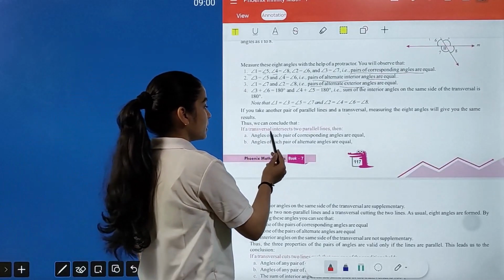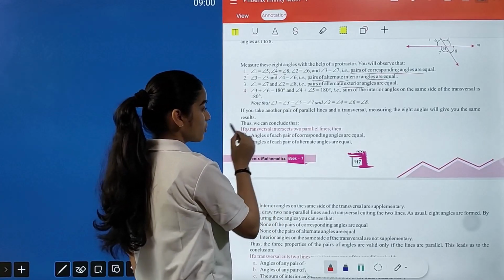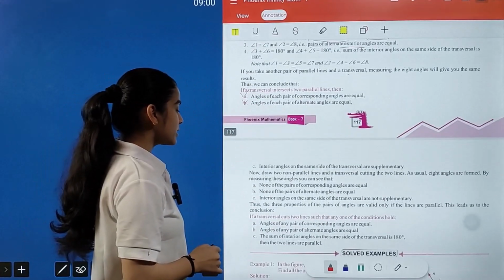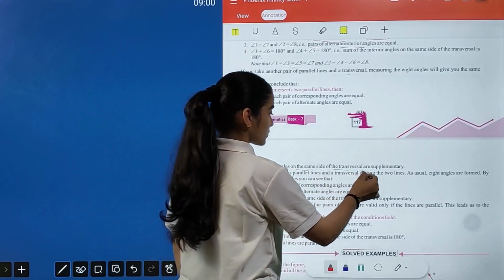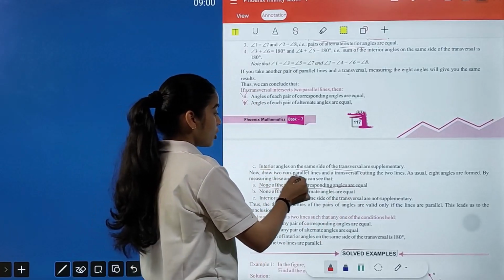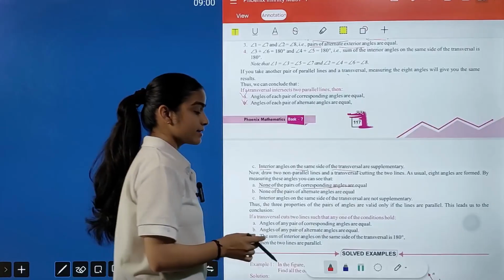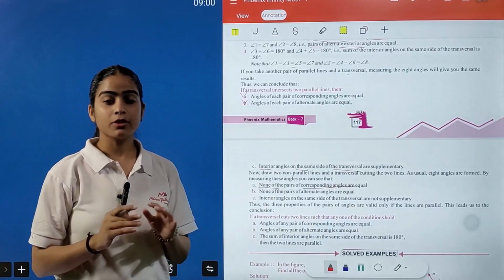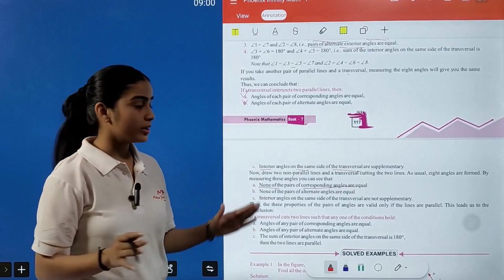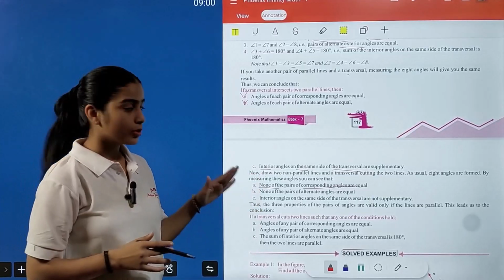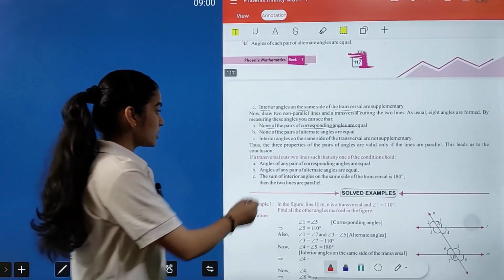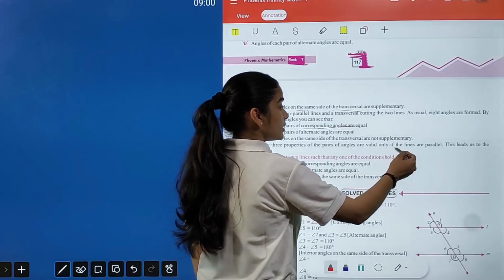If a transversal intersects two parallel lines, then angles of each pair of corresponding angles are equal. Angles of each pair of alternate angles are equal. Interior angles on the same side of the transversal are supplementary. None of these hold if non-parallel lines are cut by a transversal. You just have to keep in mind this is possible when your transversal intersects two parallel lines. If two lines are not parallel to each other and a transversal intersects them, these properties are not fulfilled. Okay. So the three properties of the pairs of angles are valid only if the lines are parallel.